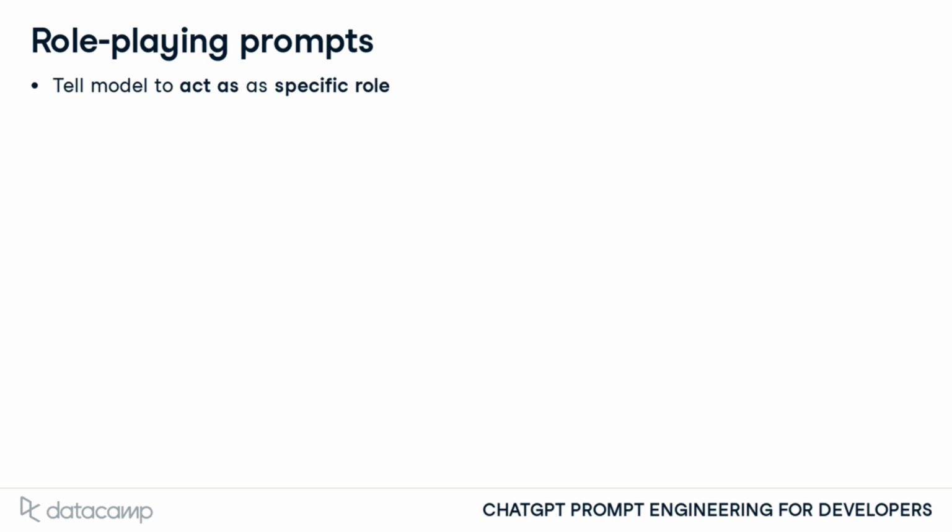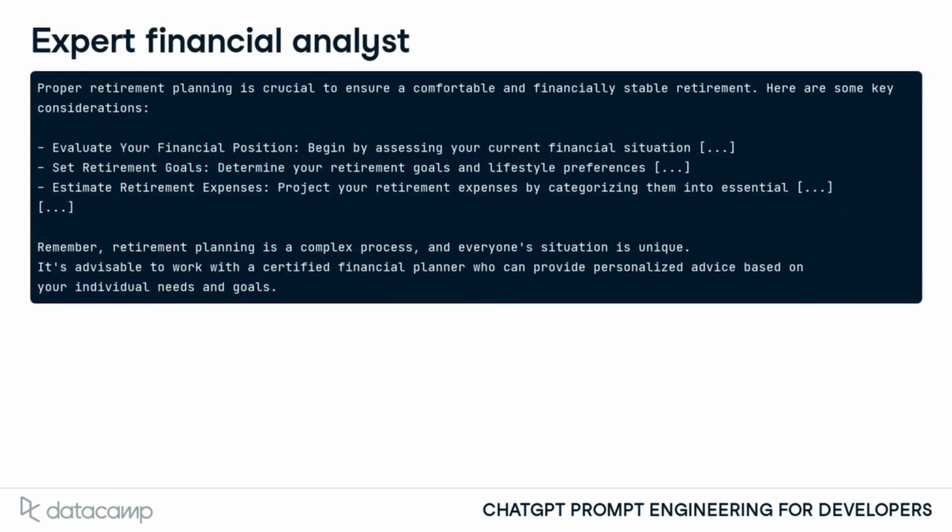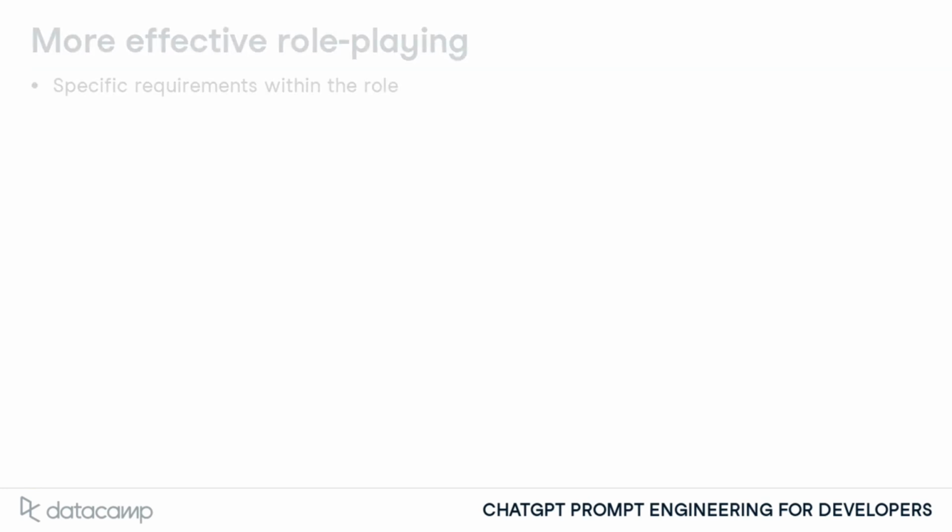We have to tell the model to act as a specific role, no matter what that role is. For instance, we can ask the model to act as an expert financial analyst and then ask it to offer insights about retirement planning for individuals approaching retirement age. We see how the response gets shaped as if a real expert in financial analysis is providing it, highlighting several considerations to remember when planning their retirement.